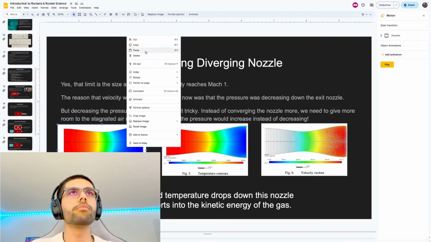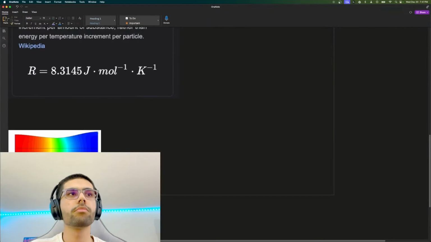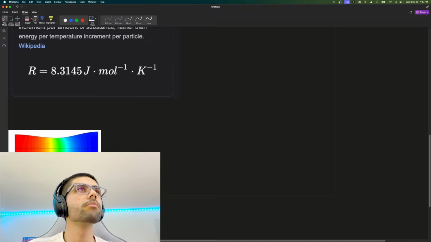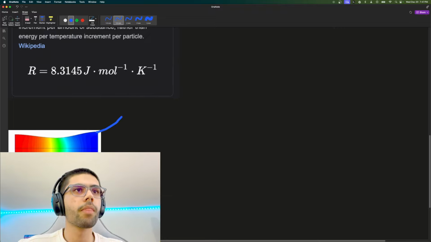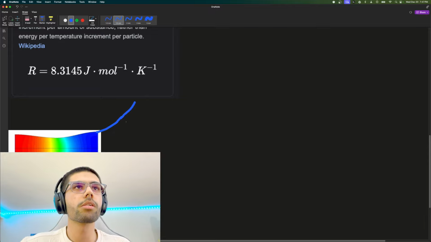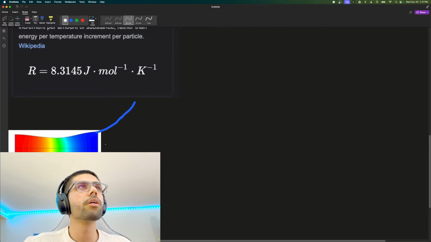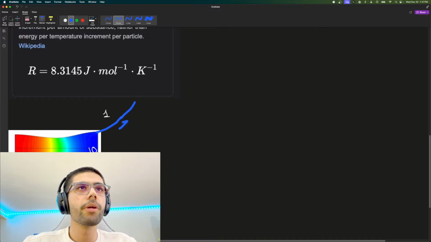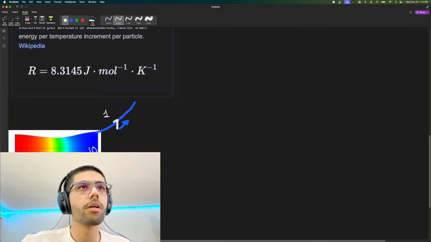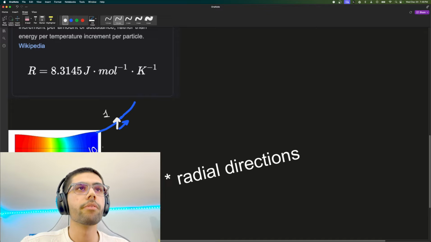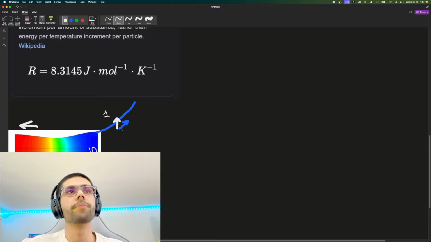Let me show you. Imagine these are your exhaust gases and the pressure over here is 10 bars, and the atmospheric pressure is 1 bar. This is going to make your exhaust gases expand, and some of the velocity component of these gases, that is this one, is going to be wasted in the radial direction and won't help increase the momentum of your rocket in this direction. So we don't want this case.